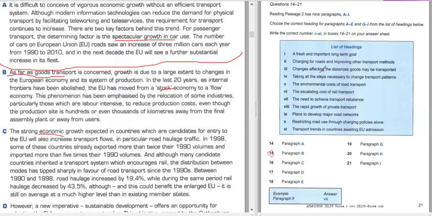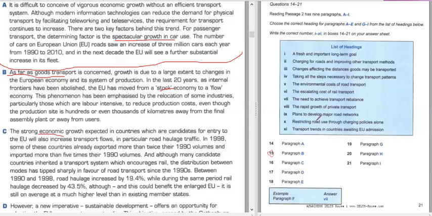Charging for roads, no. Changes affecting the distances goods may be transported. Taking all the steps necessary to change transport patterns, the environmental cost, the escalating cost of rail, no. The need to achieve transport rebalance, the rapid growth of private transport, plans to develop major road networks, restricting road usage through charging policies alone, transport trends in countries awaiting EU admission.